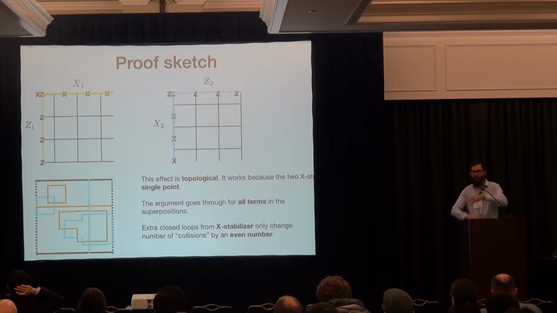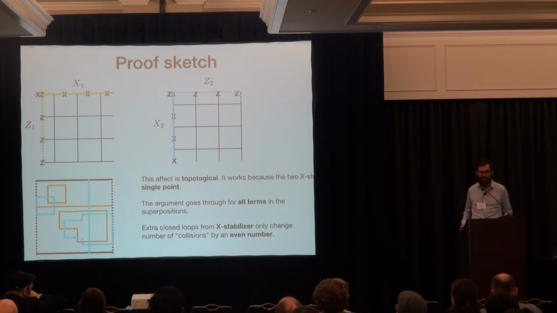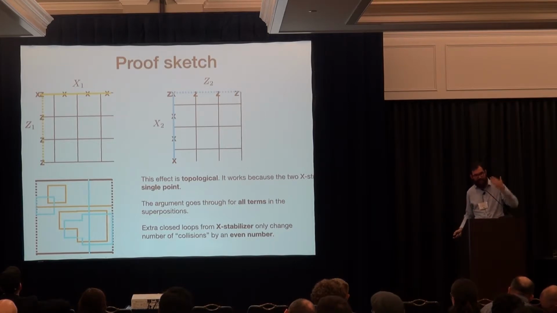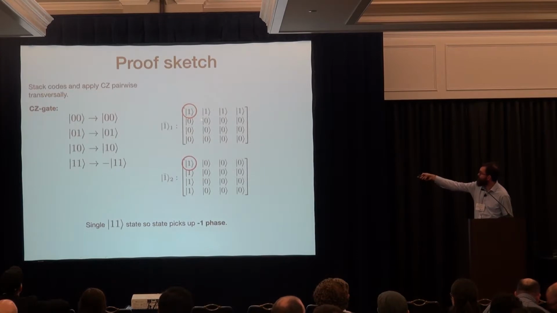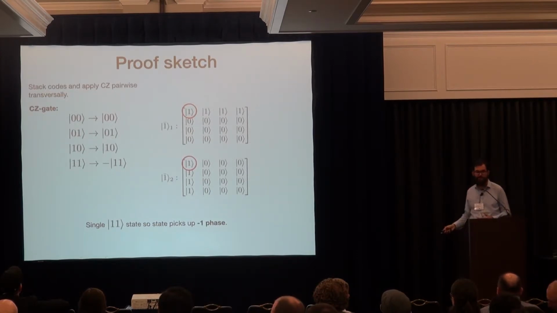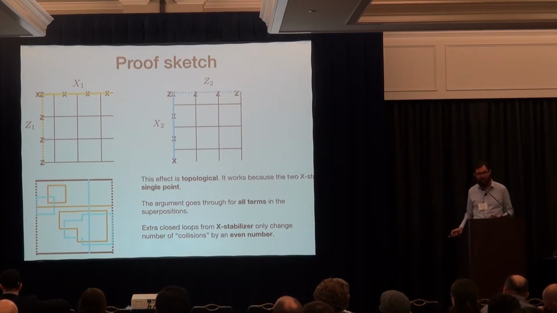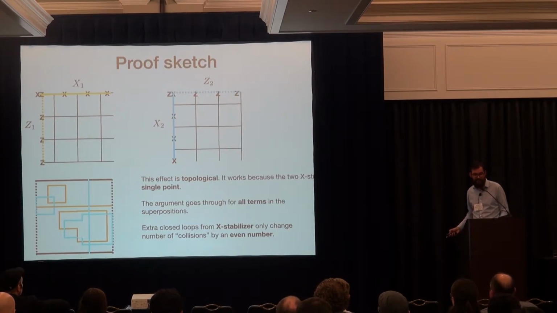And then you can consider all the other terms in the superposition, which are all obtained by multiplying with elements of the X stabilizer. But these are all closed loops like this, and you can convince yourself that as you add these loops, it can only ever change the number of collisions, where we have simultaneously a 1 in both codes, by an even number. So we always get an odd number of these only in the case when we started with the logical 1-1. Therefore, only the logical 1-1 picks up this minus phase, and we've implemented a CZ gate.